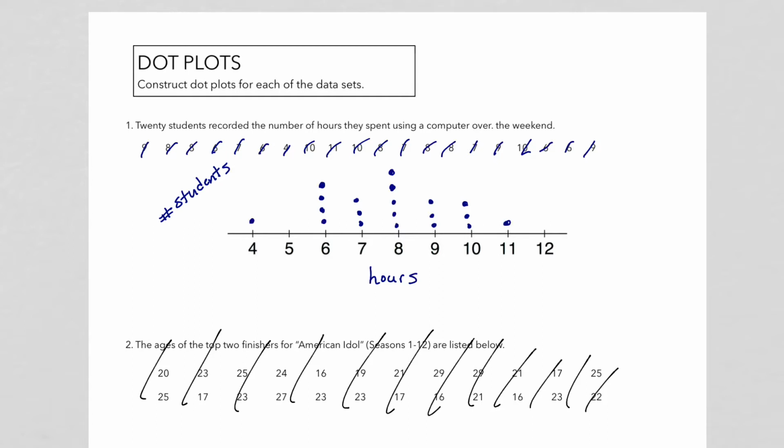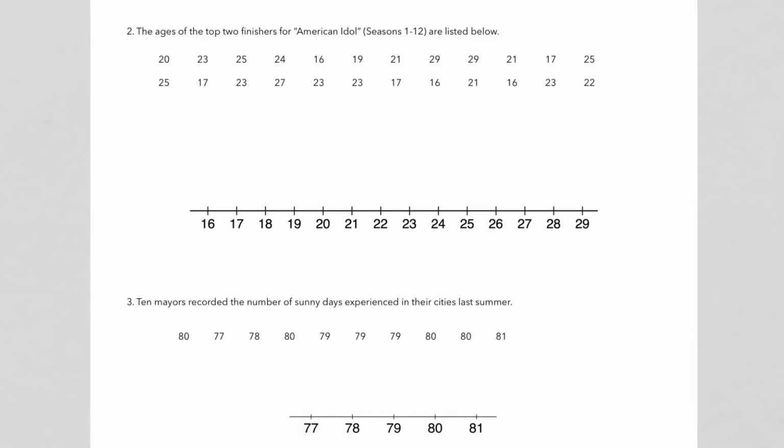So again, I'm not going to get into the analysis of this dot plot. I just wanted to remind you how to create one. And here are 2 more examples for dot plots. The ages of the top 2 finishers for American Idol, seasons 1 through 12, are listed below. So here are their ages. So we want to label our graph like we did before.